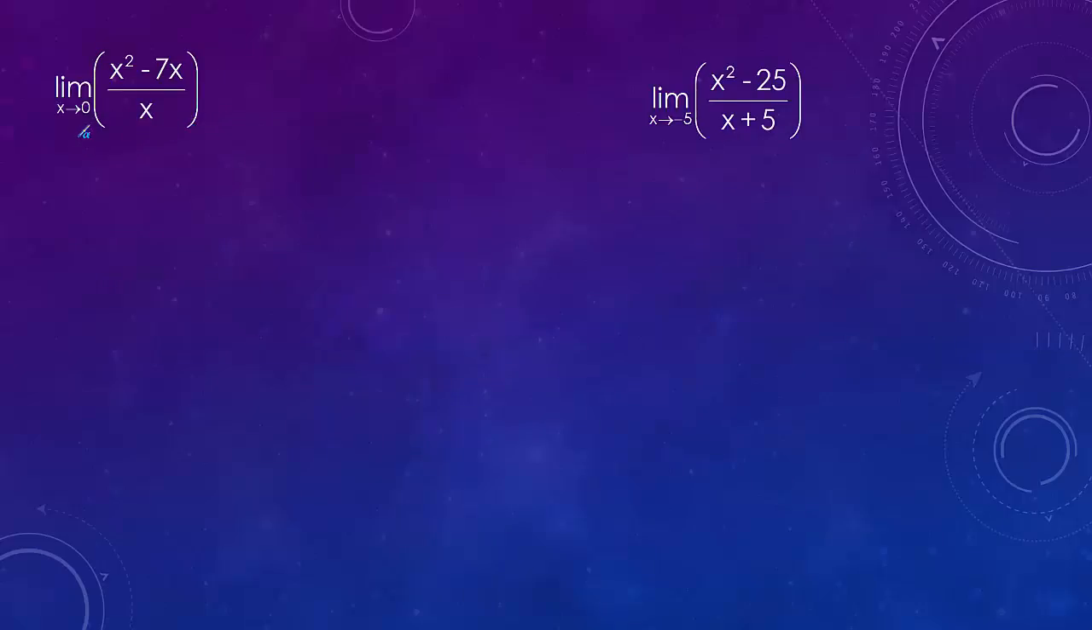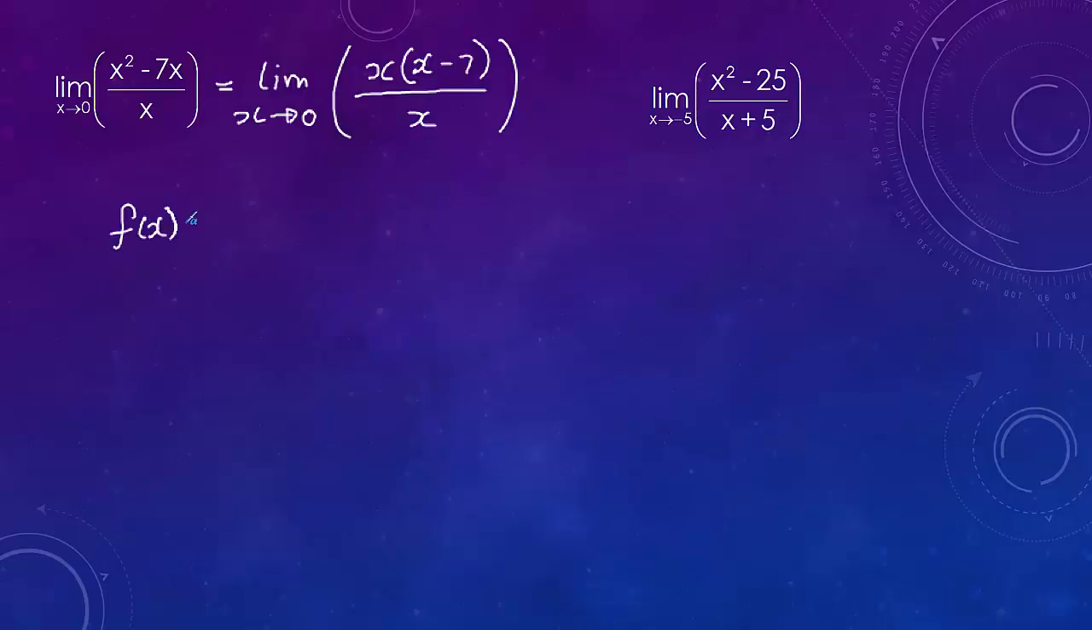So here we have the limit as x tends to 0 of x squared minus 7x over x. So that's the limit as x tends to 0 of x squared minus 7x divided by x. Now we know that we can't actually use 0 because we end up with 0 over 0, which is undefined.